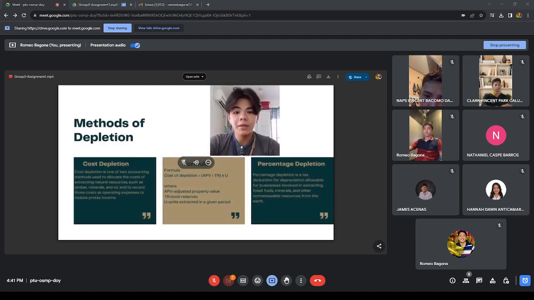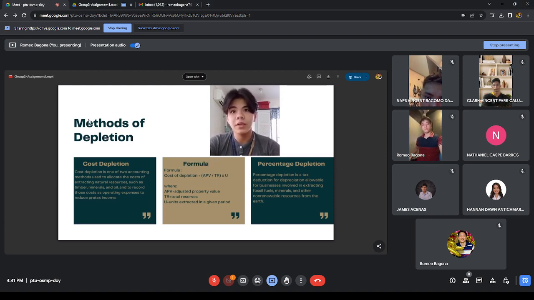Methods of depletion. There are two methods: cost depletion and percentage depletion. Cost depletion is one of two accounting methods used to allocate the costs of extracting natural resources such as timber, minerals, and oil, and to record those costs as operating expenses to reduce pre-tax income. The formula for cost depletion is APV over PR times U, where APV is adjusted property value, PR is total reserves, and U is units extracted in a given period.